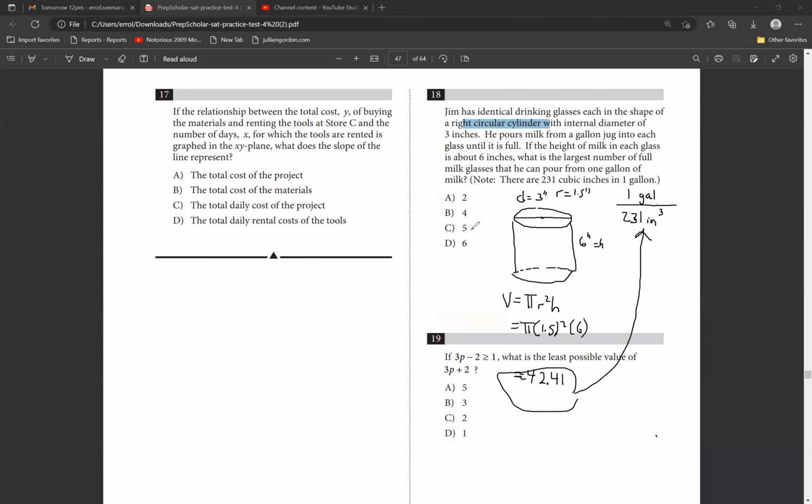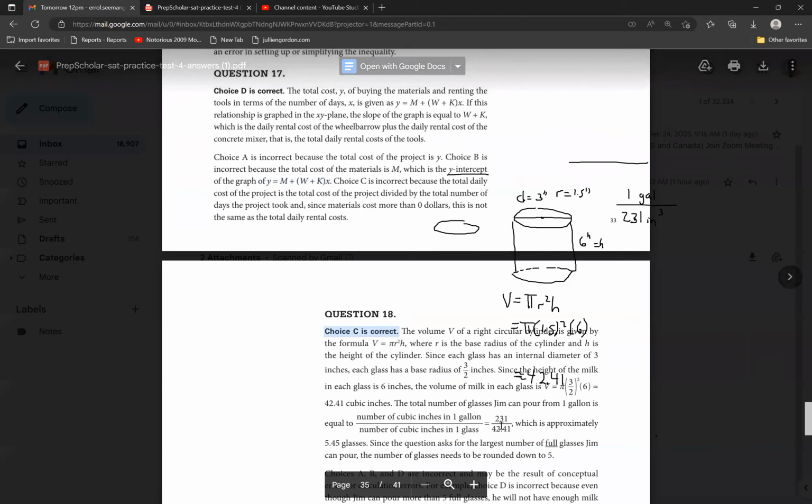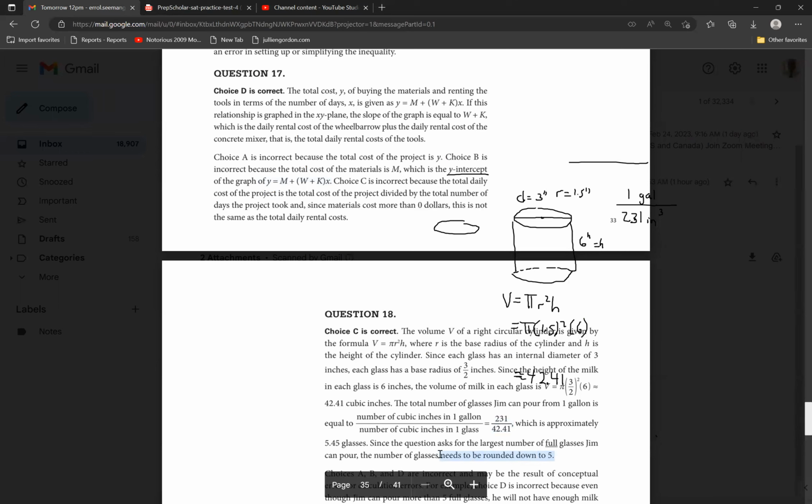So we choose 5, because if it's 5.4, you can't have 0.4 of a glass, right? What is the question here? What is the largest number of full milk glasses? Largest number of full milk glasses that he can pour from one gallon. So you'd round down. Yeah, let's check 18C. There's your 231 divided by your 42.41, which is about 5. Yeah, rounded down is 5. Yep.